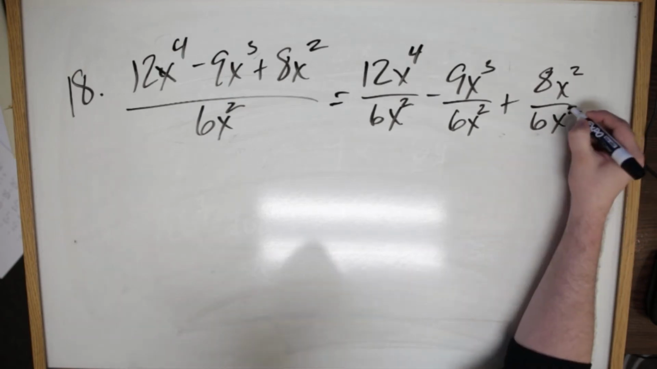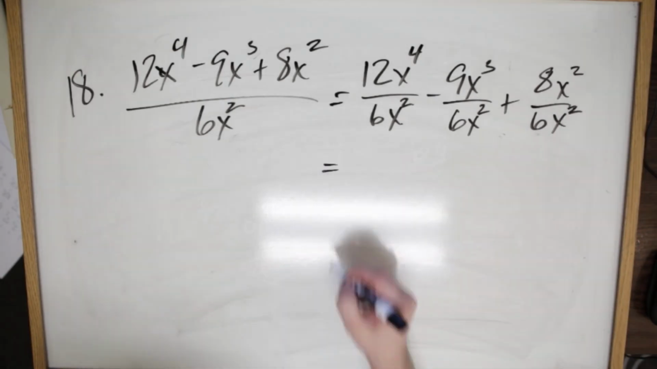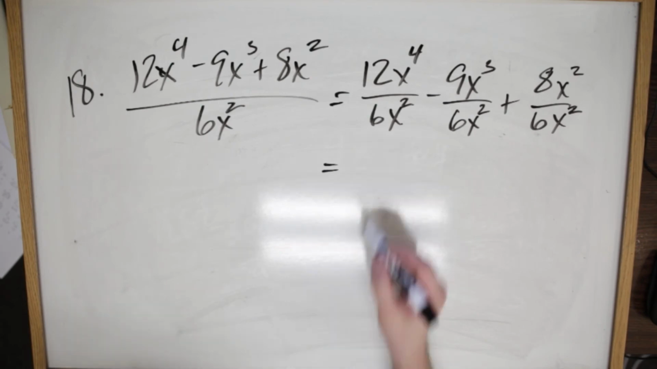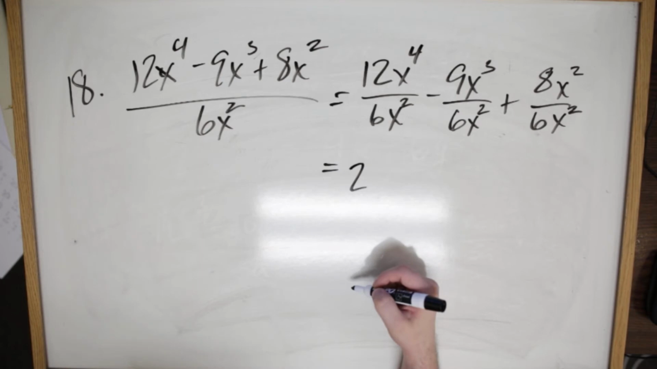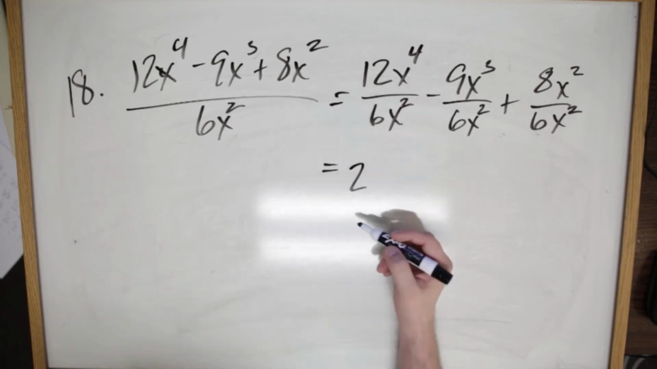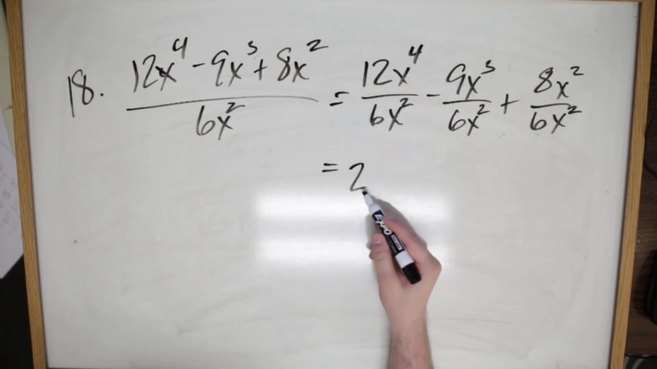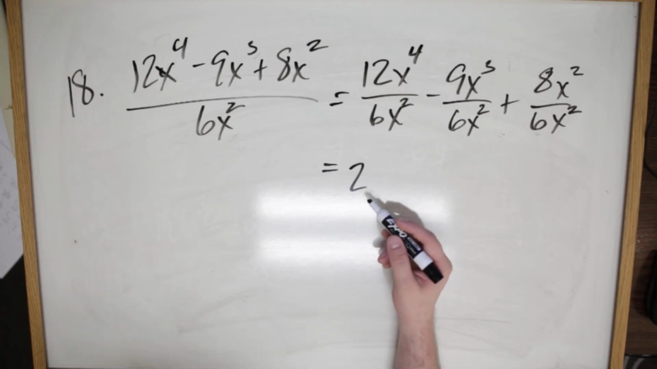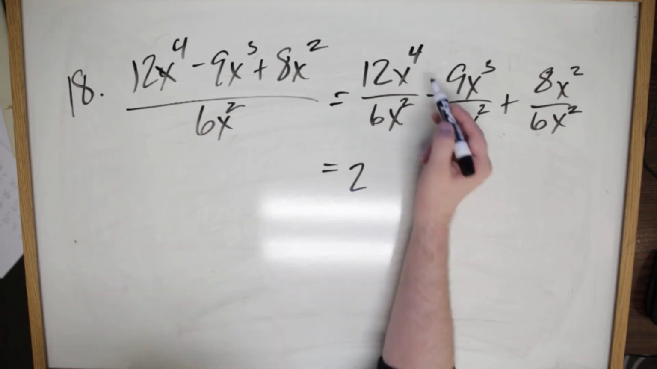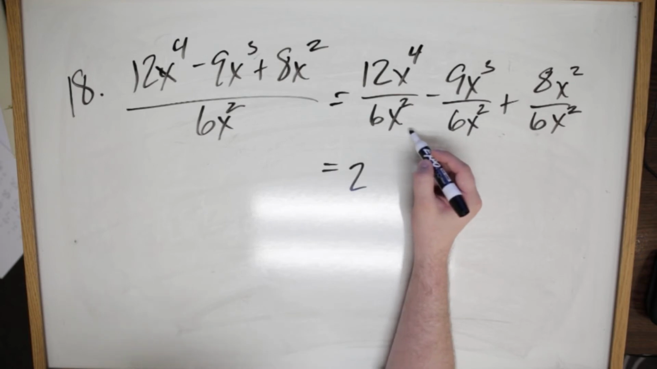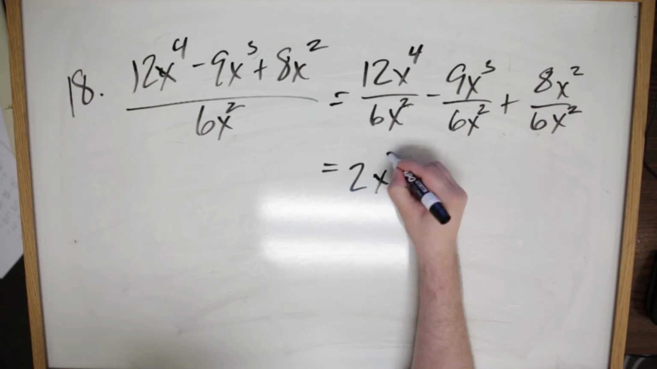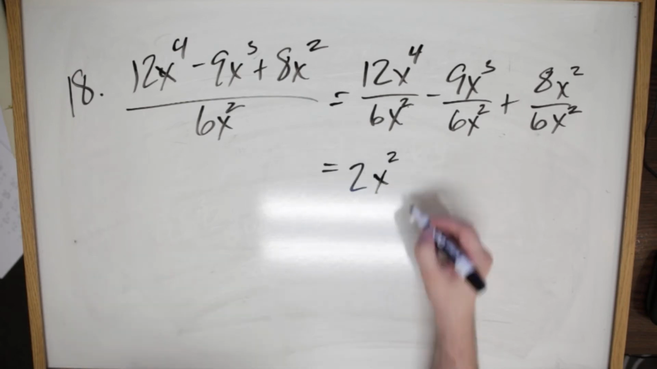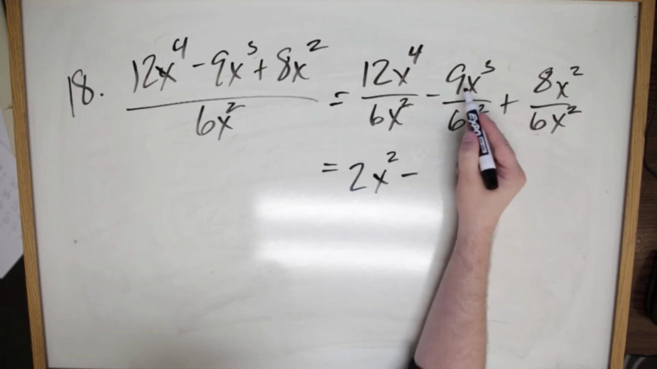This is equal to, let's do the coefficients. 12 divided by 6 is equal to 2. In other words, 6 goes into 12 2 times. It's another way to think about it. And then we also have x to the fourth divided by x squared. So 4 minus 2 is going to be x squared. Minus 9 over 6.